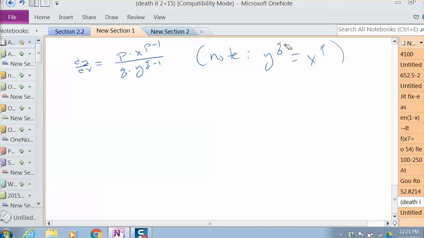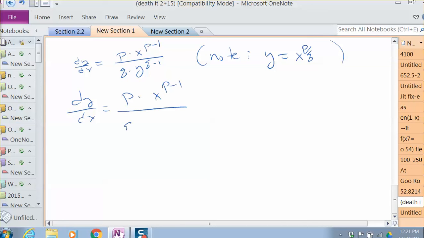But instead, I'm going to do this: y equals x to the p over q. Okay, now I'm going to substitute. p times x to the p minus 1 over q times x to the p over q, minus 1 power. The reason why I'm doing that is so that I have just x's to look at. And I think you could probably realize I'm going to use some of the properties of exponents afterwards.